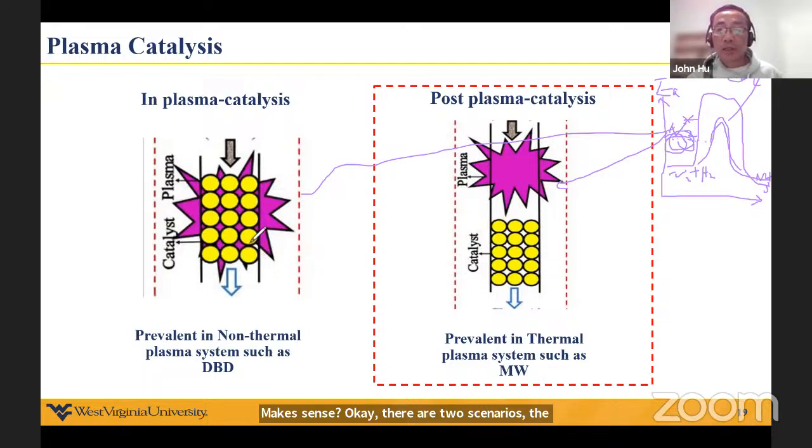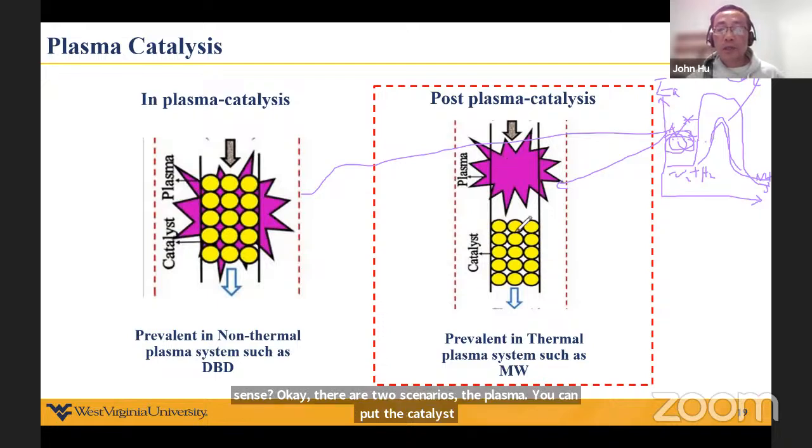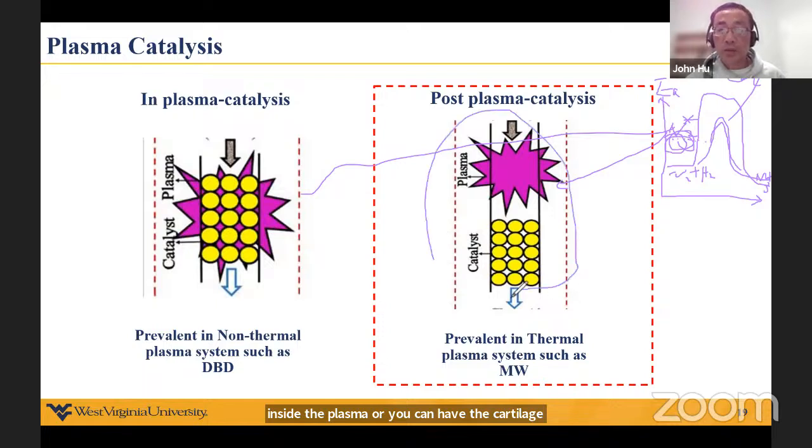Okay, there are two scenarios for the plasma. You can put the catalyst inside the plasma, or you can have the catalyst outside the plasma. So we are going to talk about this today. The reason being that, in terms of research, it's easy to segregate the plasma from the catalyst, because you can make sure the plasma is generated and also that the plasma lands on the catalyst. Okay, so I hope you understand this cartoon.